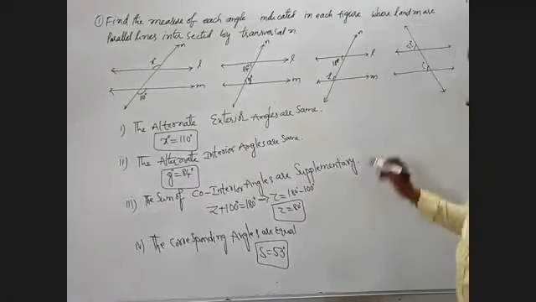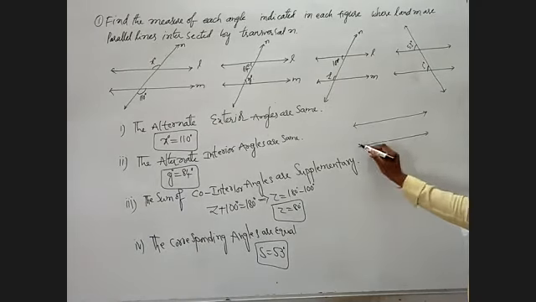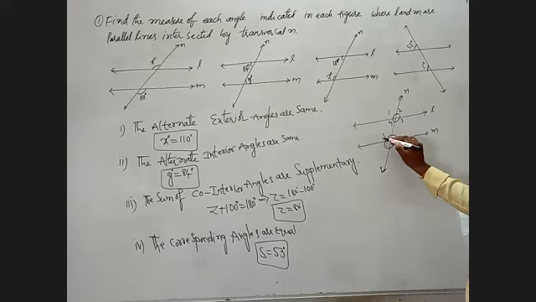Once again, I will draw a transversal figure. This is l, this is m. This is the given transversal. We will observe their angles: 1, 2, 3, and 4, then 5, 6, 7, and 8.